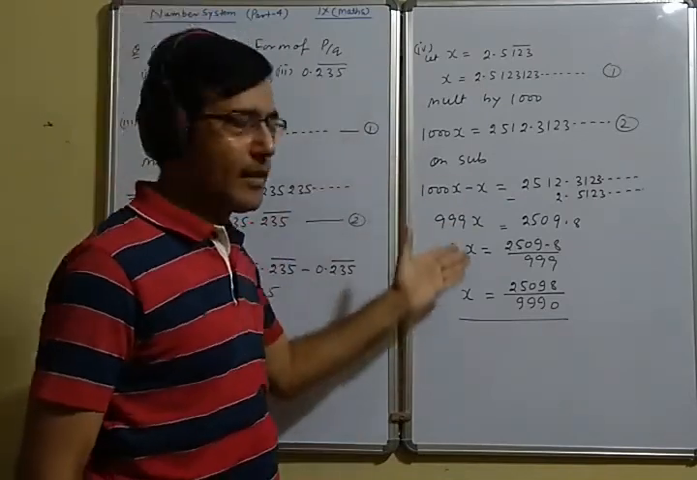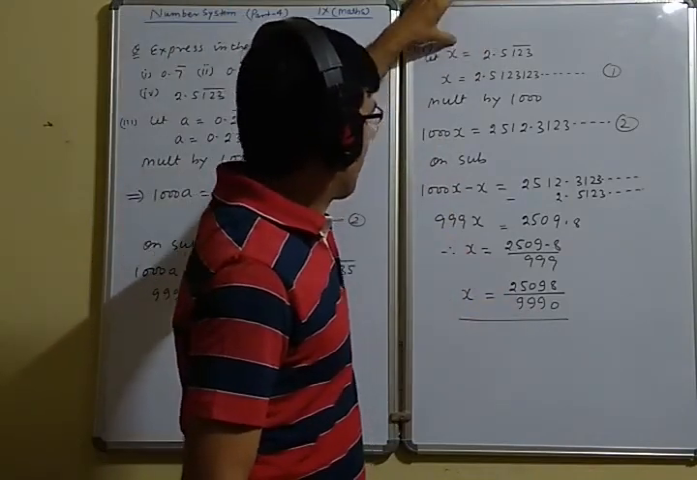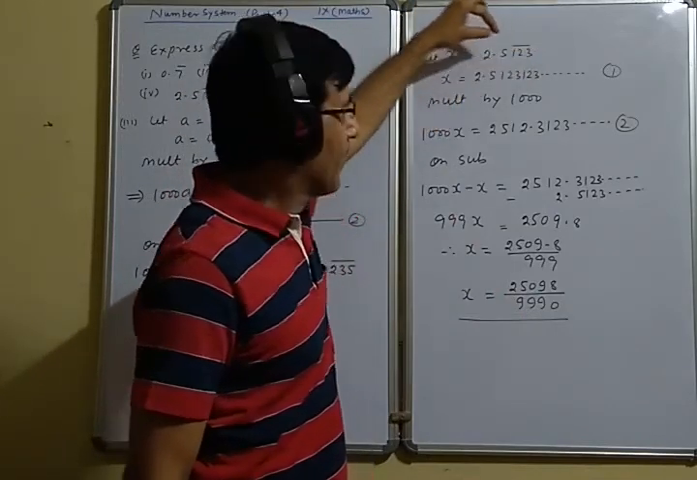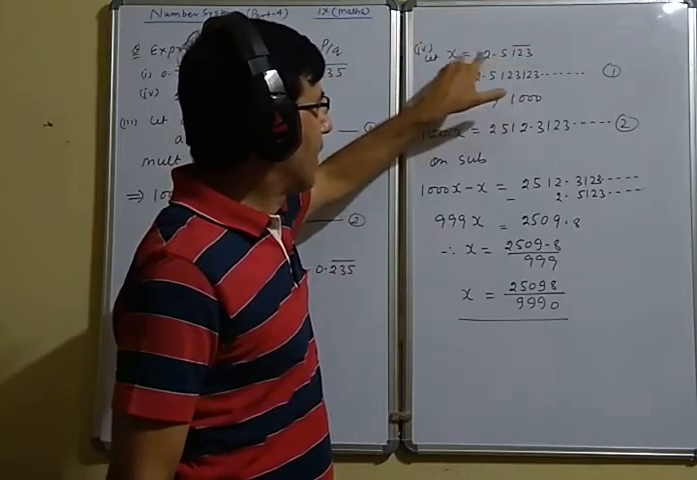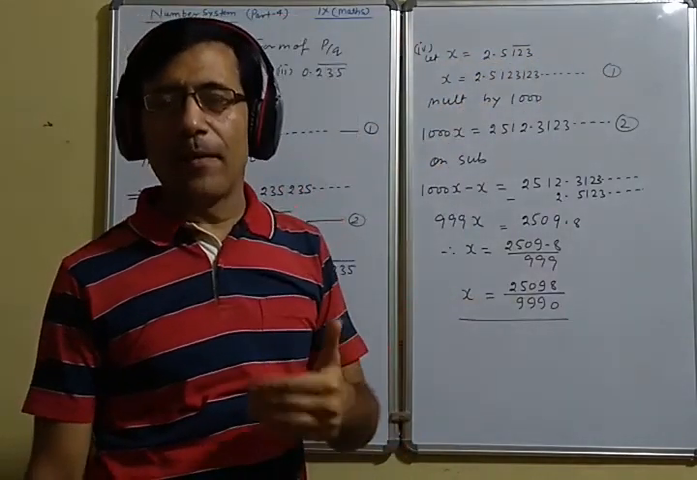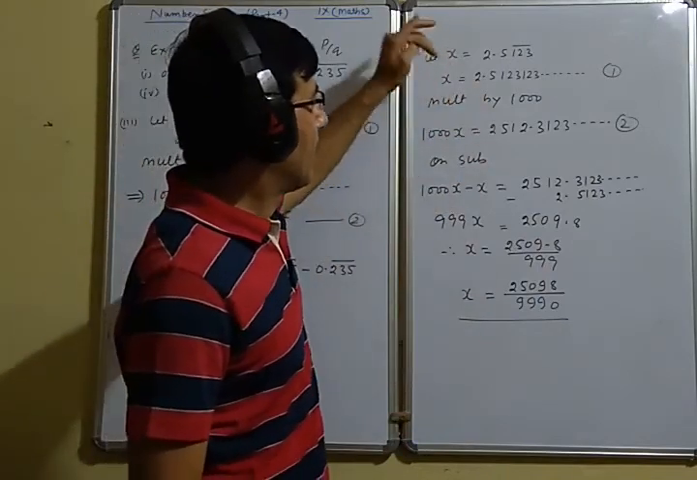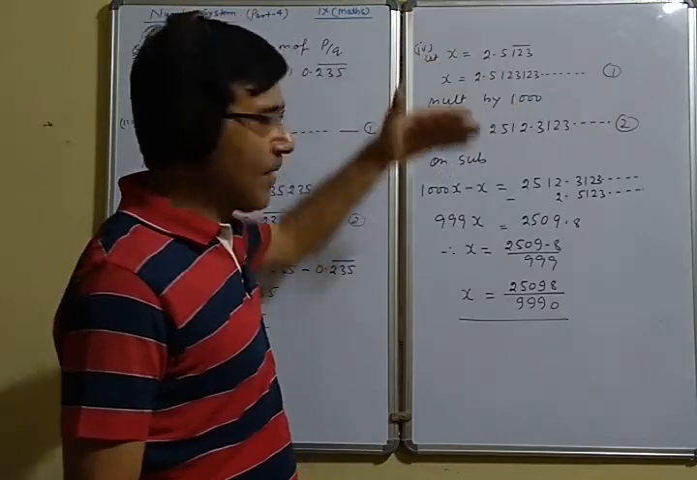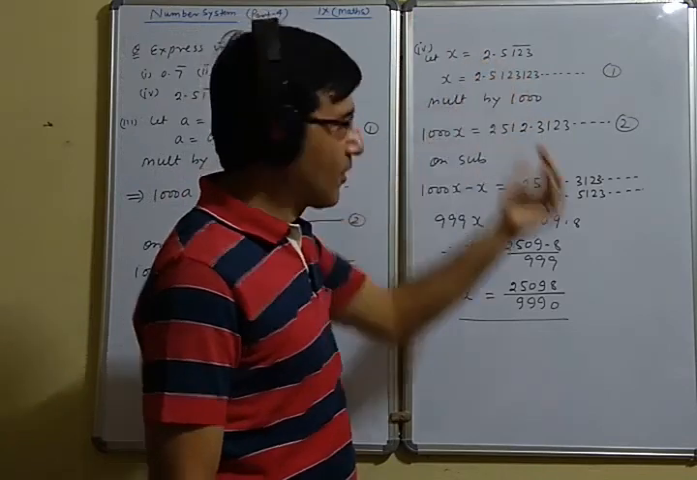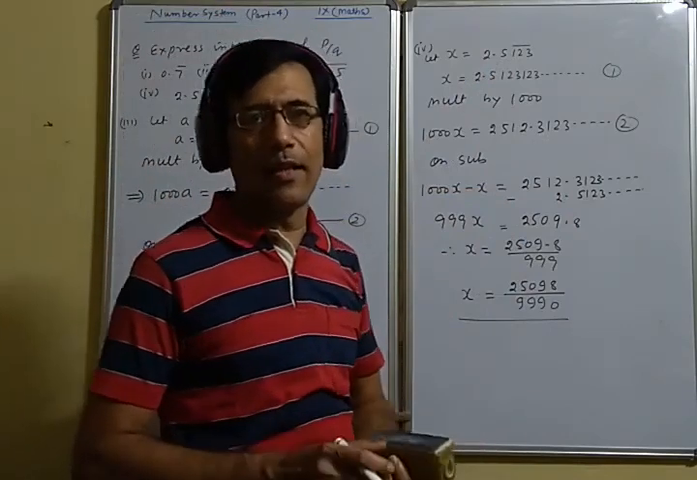There are alternative methods by which we can simplify it. First, multiplying this x by 10, you will get 25.123. Then 10x becomes 25.123. Now you see that there is a repetition of a block of 3 digits, so multiply by 1000. So 10x multiplied by 1000, and again you will get 25 on this side, and 1, 2, 3 goes on this side. Then simplify it, subtract it, and you will get the result.